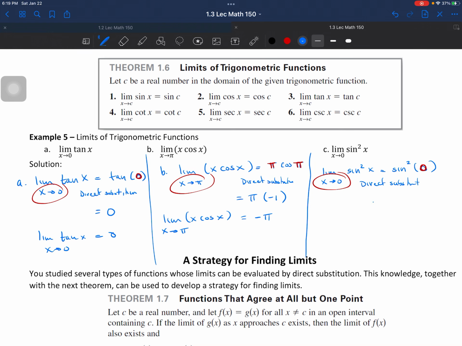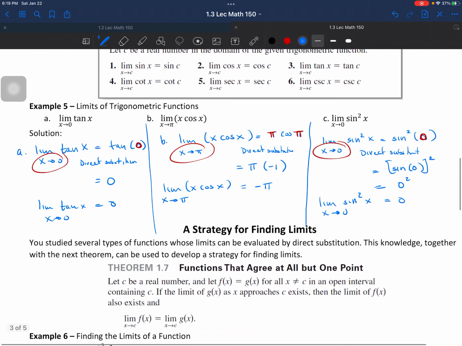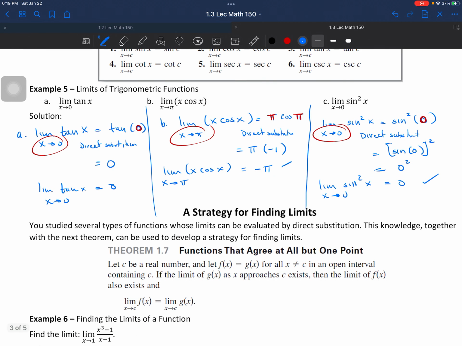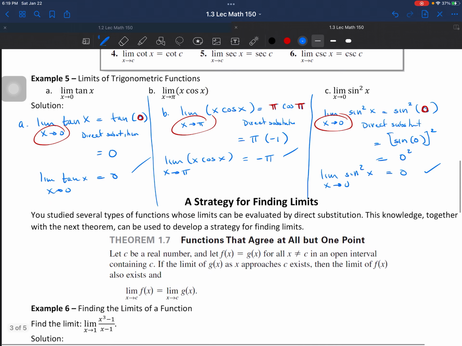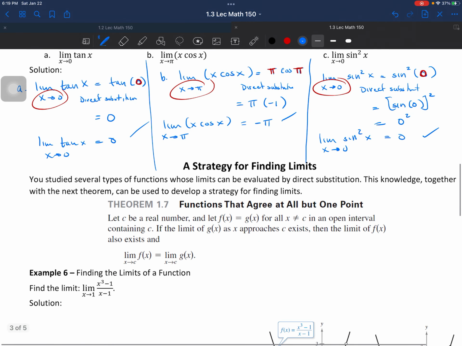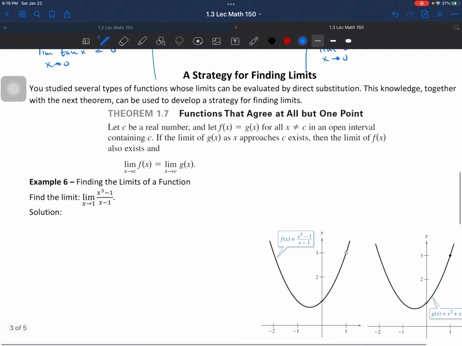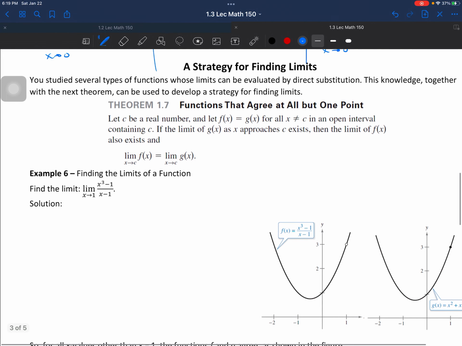So then we end up getting sine squared of 0. This is the same thing as sine of 0, squared. What is sine of 0? Sine of 0 is 0, and then you square that, and that gives you 0. So the limit of sine squared of x as x goes to 0 is 0. There you go. So far we have found the limit by using direct substitution. There was no issue whatsoever in finding what the limit was.